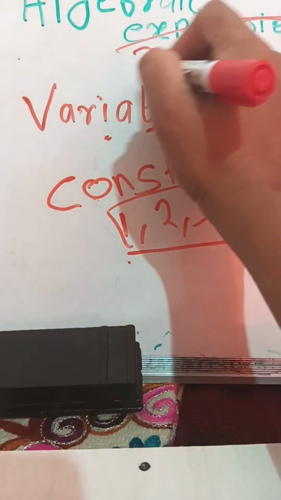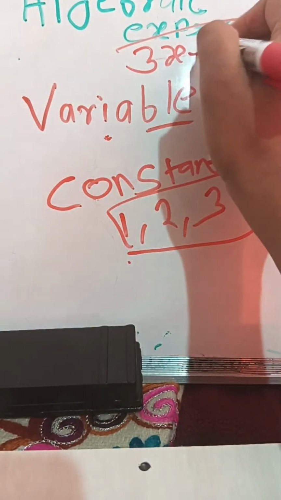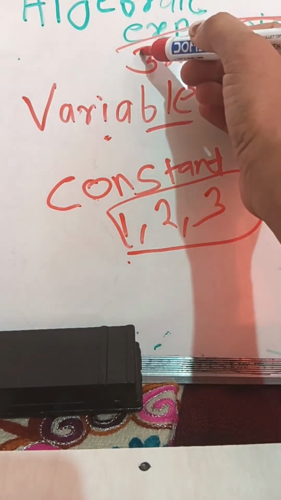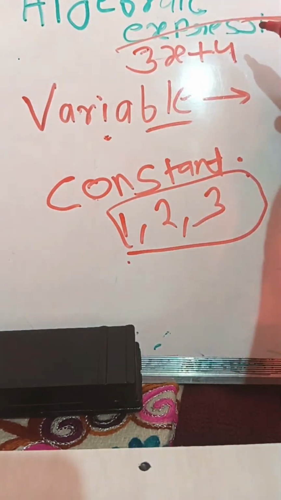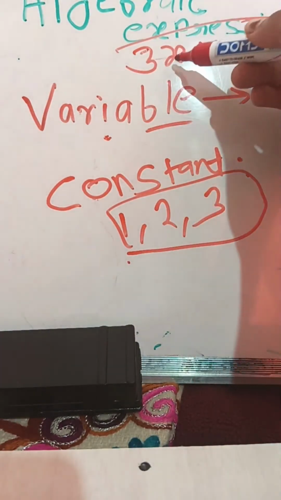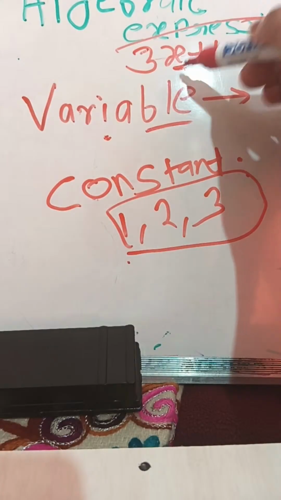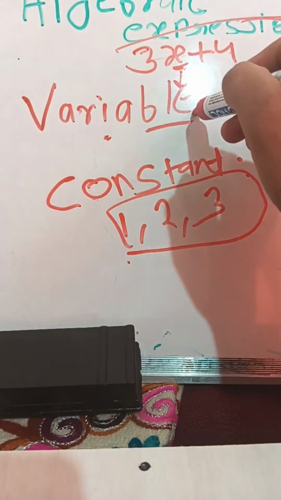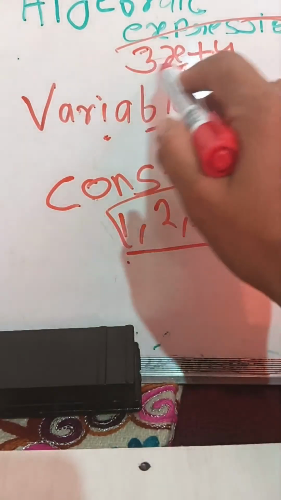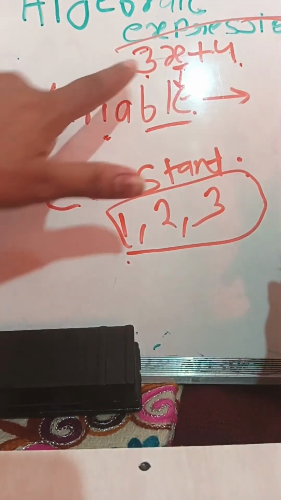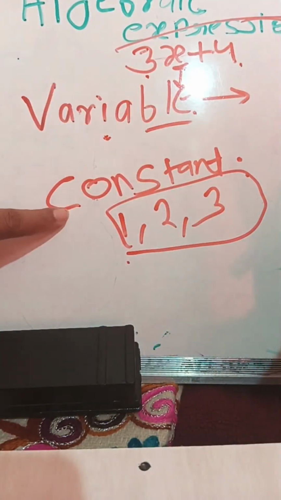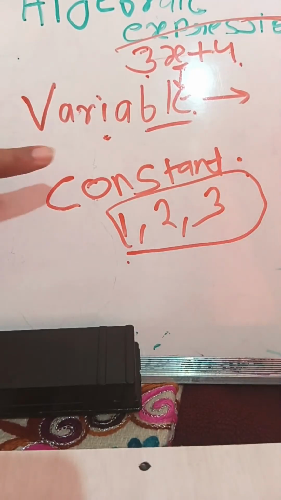We have an algebraic expression like 3x plus 4. In this, x has some values. x is a changing value. x is a variable and its value changes always. But 3 and 4 are the same. They don't change. Okay, then this is constant. For algebraic expression we discuss variable whose value changes and then constant whose value doesn't change.